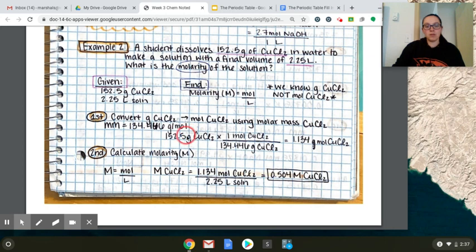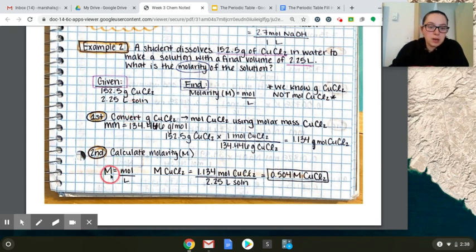And when I take 152.5, multiply that by 1, divided by this molar mass here, I should get an answer coming out to 1.134 moles of copper 2 chloride. Okay, I have my mole amount. Great. Am I done? No, not done yet, because I still need to find my molarity. My molarity is in moles per liter. I have a mole amount. I have a liter amount that was given to me in the problem. So now I can just plug these two things into the equation for molarity and find it out.